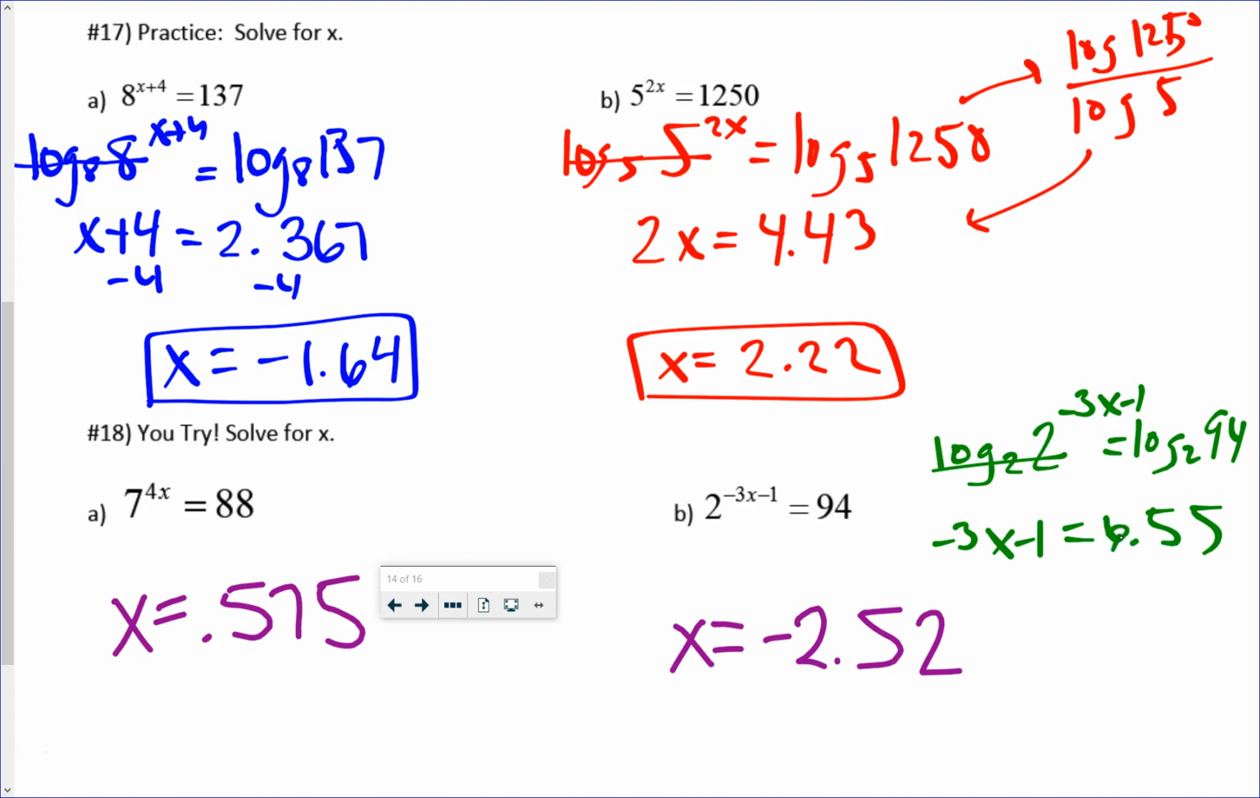Still with me? Right? From here, you add 1, divide by negative 3. Solving for x, you have to add 1 first. Gotta add that 1 first. Then divide by negative 3. All right, any other questions? You ready to level up?